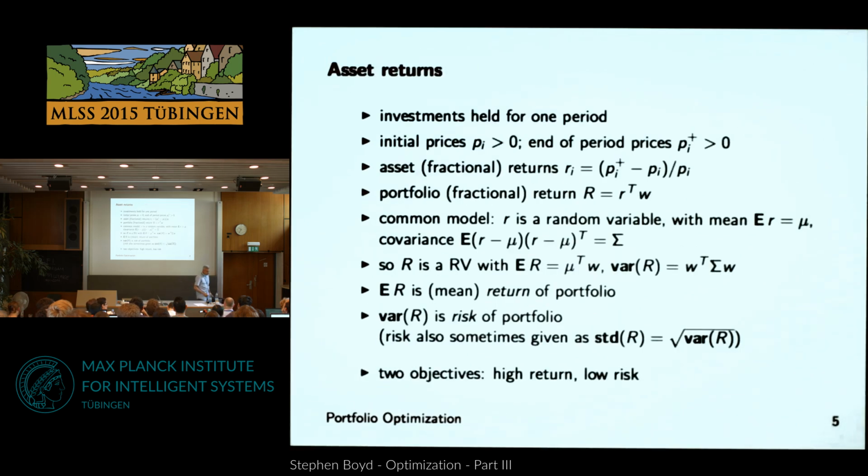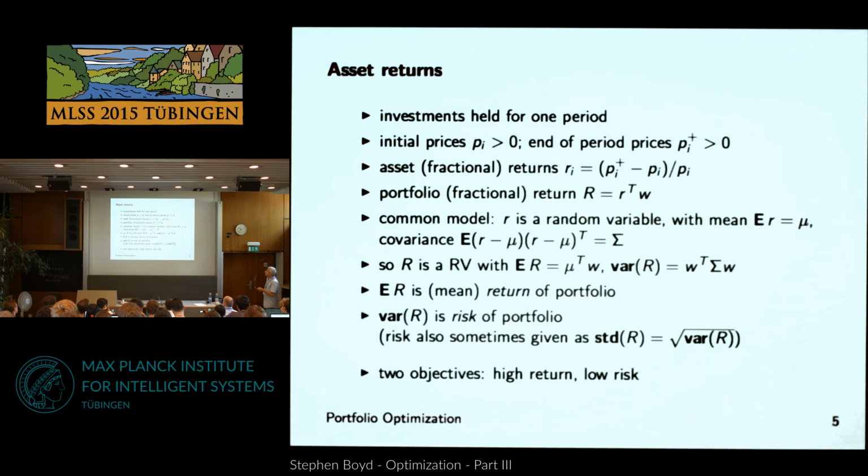Okay. So how do asset returns work? Well, you're going to hold these investments for one period. You can also look at multi-period things, but we're going to start with a simple thing. You're going to hold investments for one period, and you start with some initial positive prices. That's p_i, for the different assets. And then at the end of the period, you're going to have prices p_i plus. And by the way, a period could be a day, a week, a month, a quarter, an hour, a minute, or a second, or 10 milliseconds. So none of this matters to what we're doing here, okay?